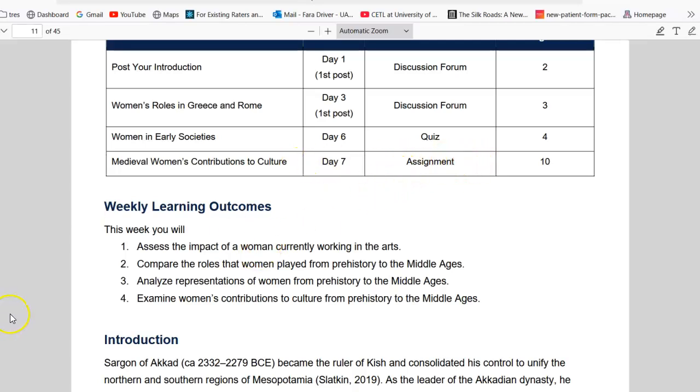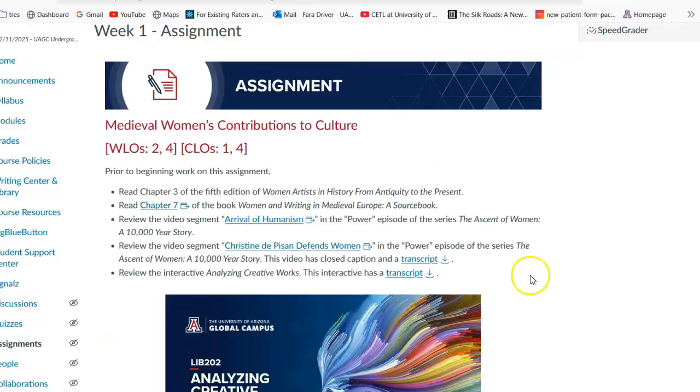So with that in mind, let's go to the assignment. So you'll notice with the assignment, the first thing you get are your WLOs and your CLOs. The weekly learning outcomes for this assignment were numbers 2 and 4, and the course learning outcomes were 1 and 4. Right? So to know what those are, you can go back to your course guide, the course learning outcomes at the beginning, the weekly learning outcomes in the week under the assignments themselves.